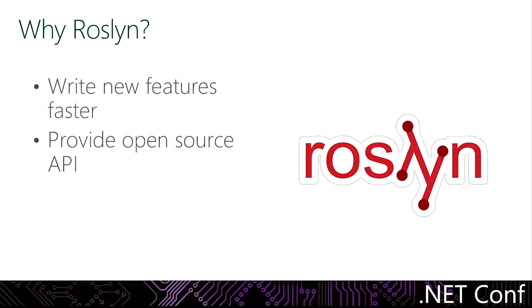And so why did we invest so much time re-architecting this compiler? Well, there are really two reasons we did it. The first was so that we could write new features faster. So this includes both new language features and new IDE features.